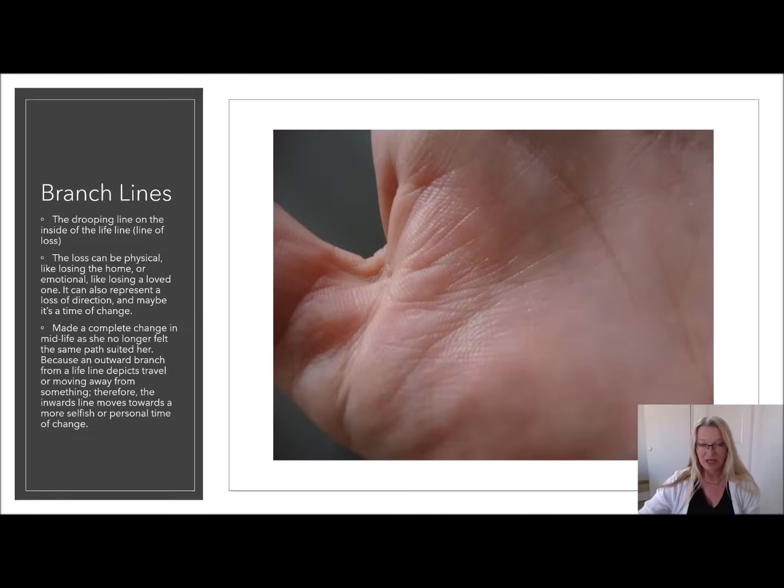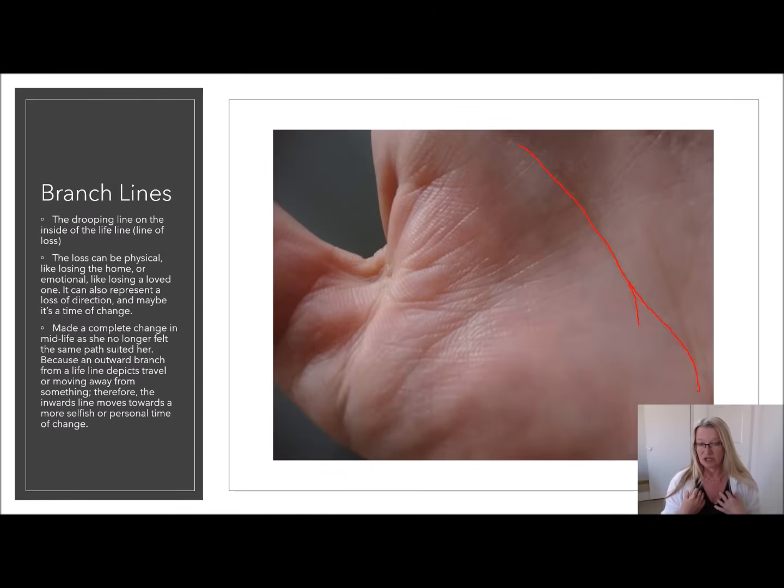So the first thing we are talking about is the branch lines, and particularly a branch line that goes, here's a close-up, here's the lifeline around the thumb, the branch lines that go drooping on the inside. The drooping branch line on the inside of the lifeline, sometimes called the line of loss, can be physical, like losing a home, or it can be emotional, like losing a loved one. But it can mainly represent a direction because it is a split line, so there's potentially a change in direction.